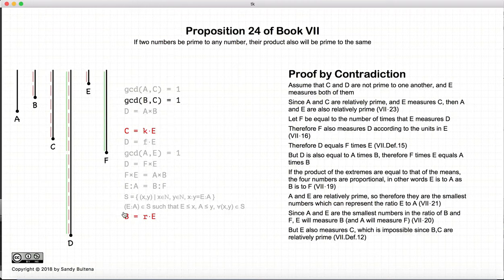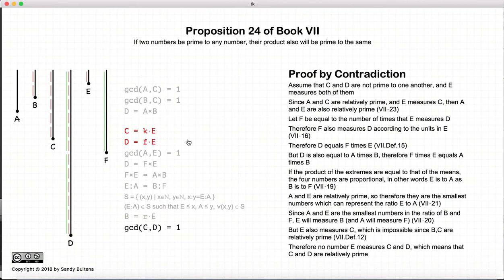Now, E measures B and E measures C. So therefore, B and C are not relatively prime. But of course, our original condition was that B and C were relatively prime, and hence there is our contradiction. Consequently, there is no number E that measures C and D, and thus C and D are relatively prime.